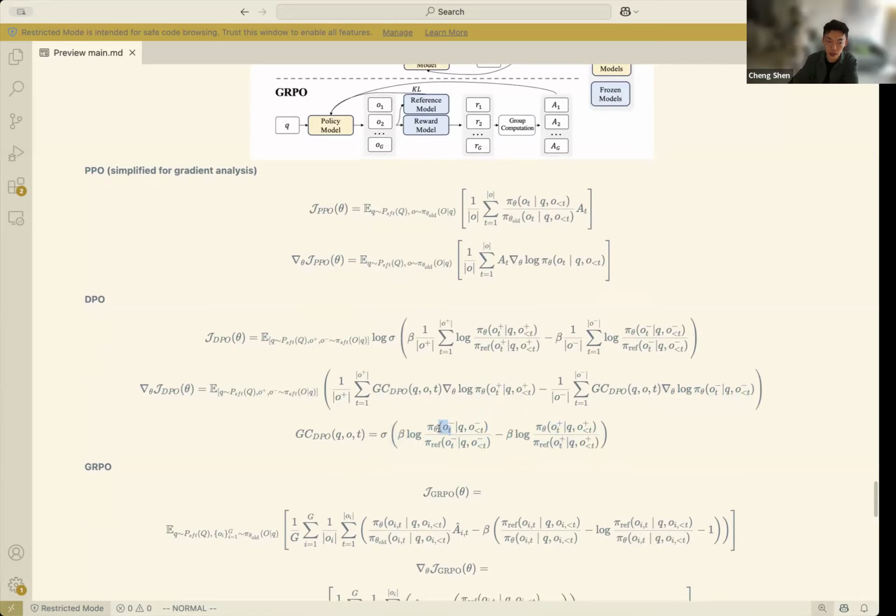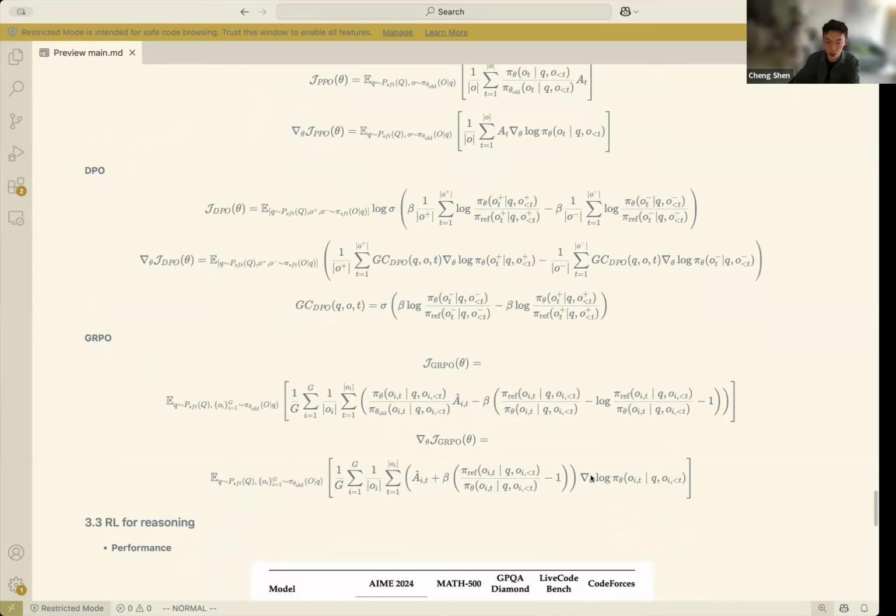And here, notice the difference: for PPO, the actions are sampled from the model from the previous step. But for DPO, the positive and negative samples are sampled from an offline policy. So the data in DPO can be prepared beforehand, and we calculate this coefficient, and then we do a gradient ascent.